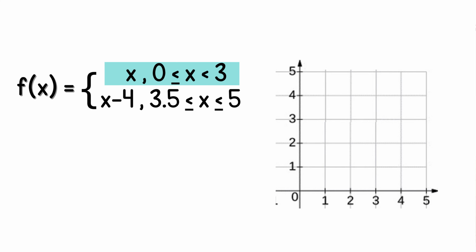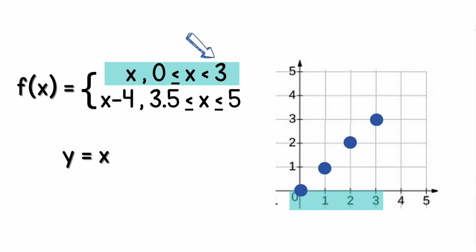We'll start with the first rule, where it says the function is x for values between 0 and 3. So we're talking about the x values between 0 and 3. Our function says it's just x, so we can use the equation y equals x to plot these points. If x is 0, then y is also 0. If x is 1, then y is also 1. If x is 2, then y is also 2. And if x is 3, then y is also 3.